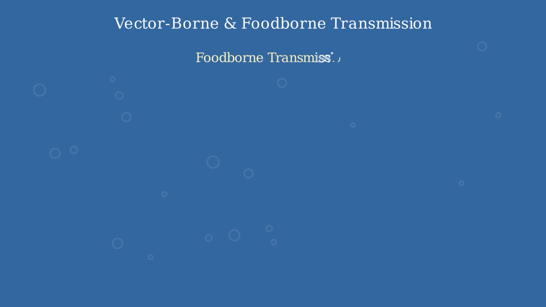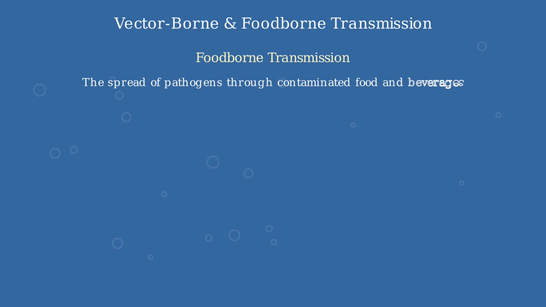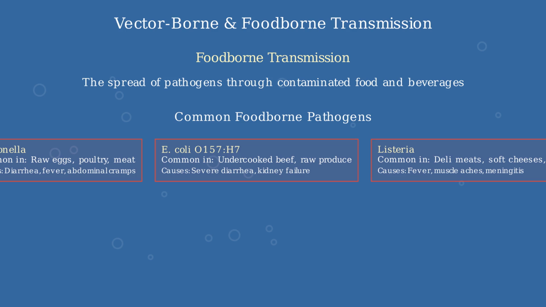Now let's examine foodborne transmission, where pathogens spread through contaminated food and beverages. Three major foodborne pathogens are Salmonella, found in raw eggs and poultry, E. coli, common in undercooked beef, and Listeria, which can contaminate dairy products and deli meats.